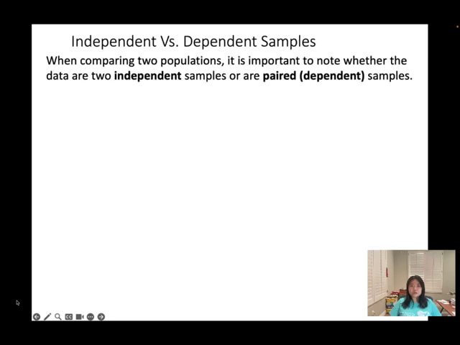First, let's look at the difference between independent versus dependent samples. When comparing two populations, it is important to note whether the data are two independent samples or paired samples. Paired samples are the dependent samples. Now, let's look at an example for the independent samples.